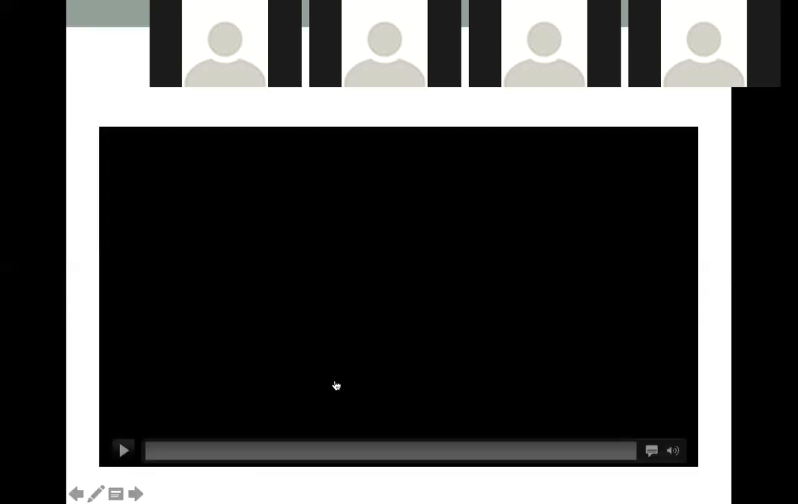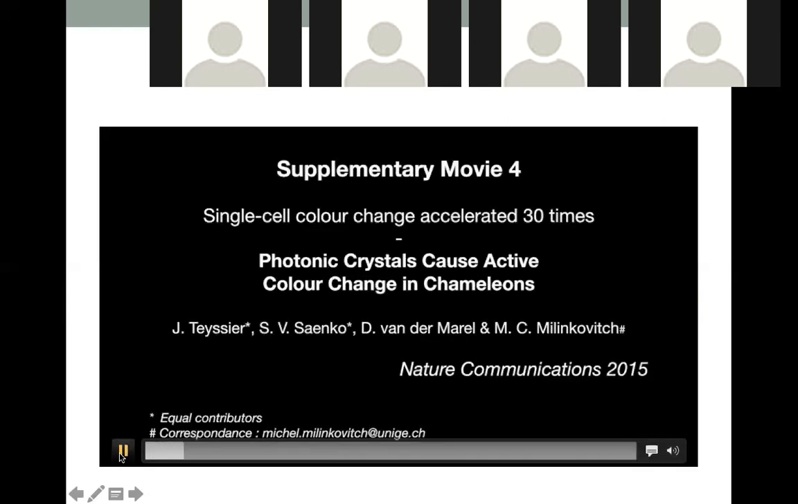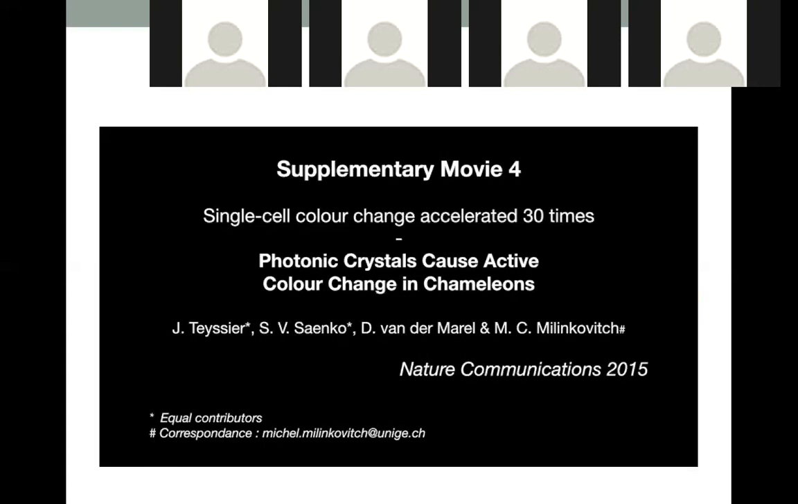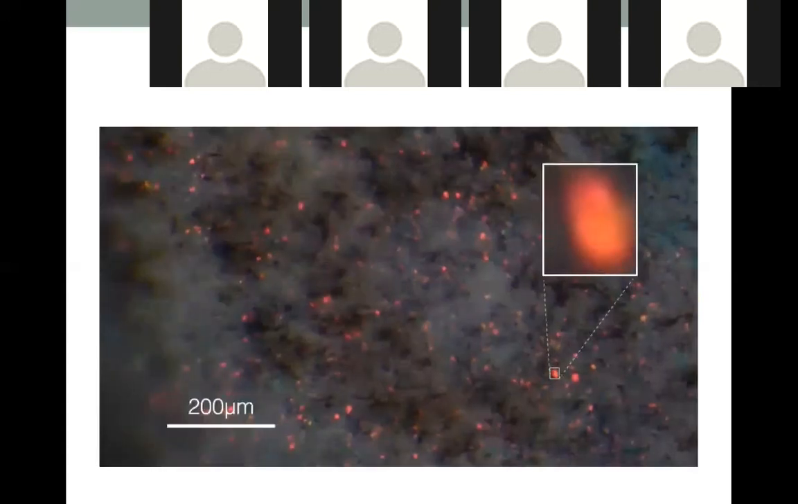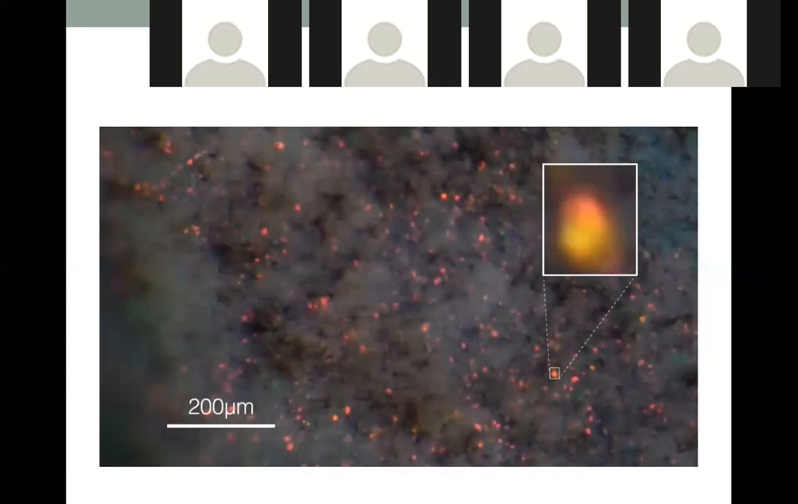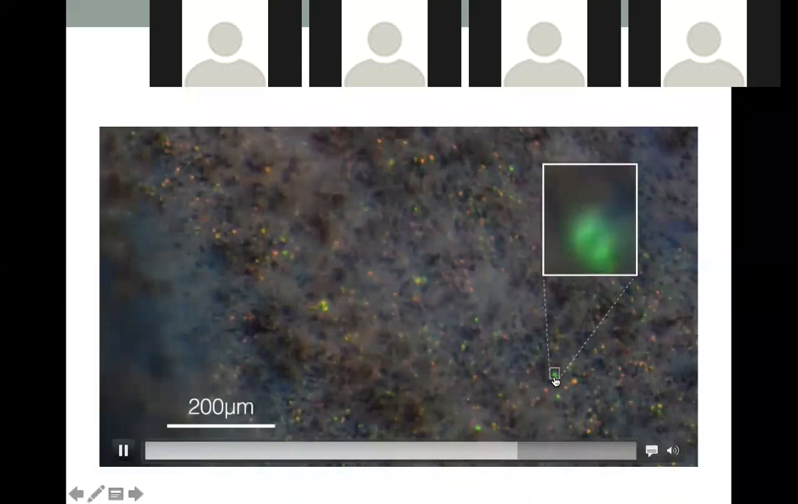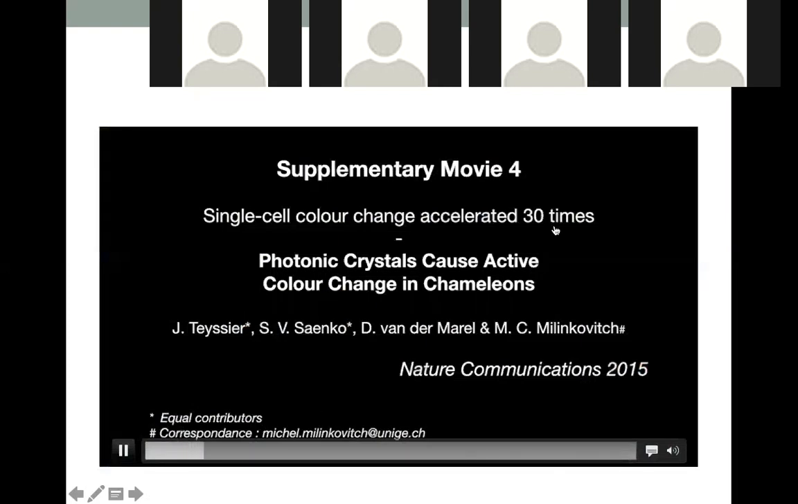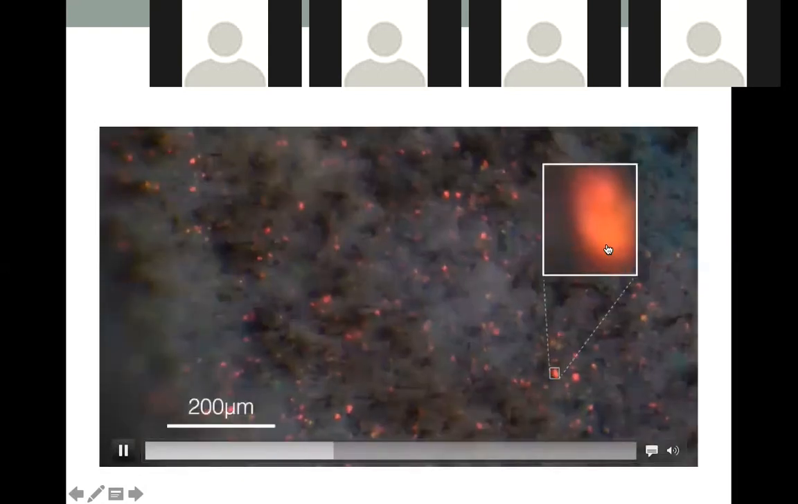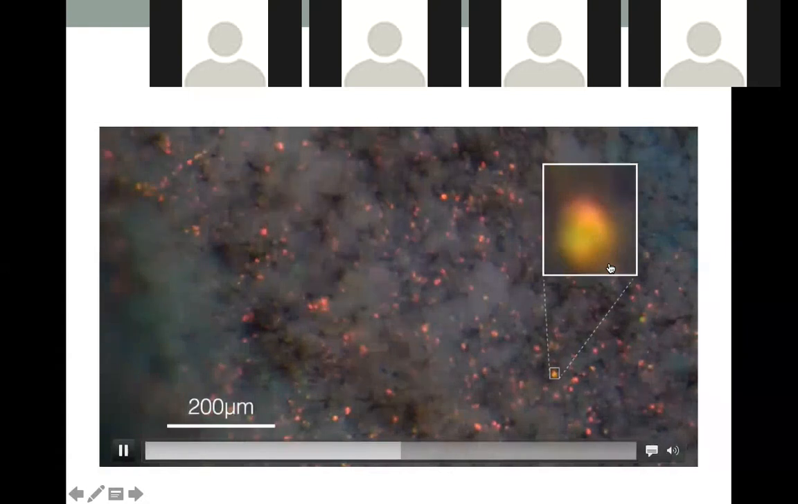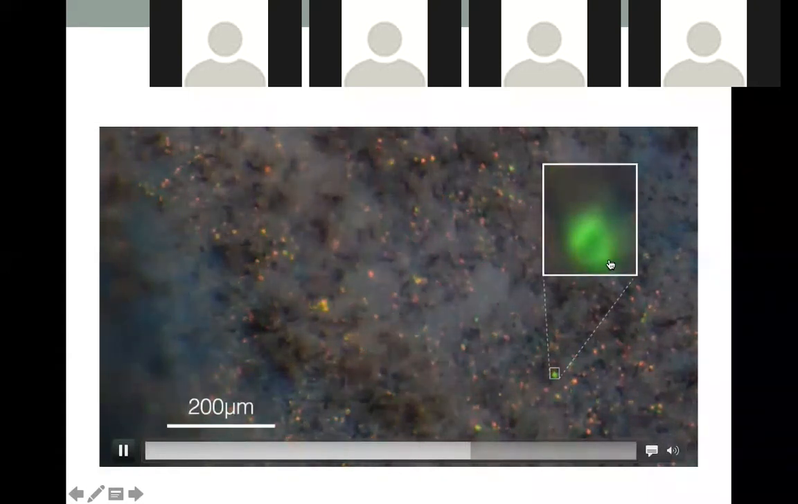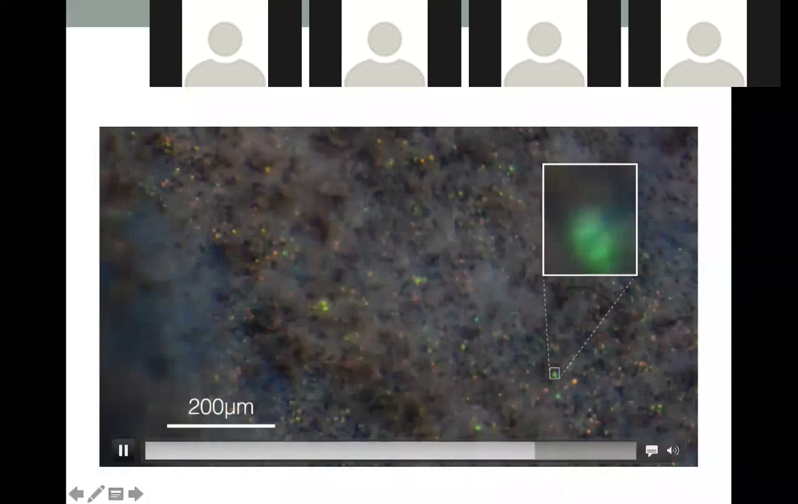And another video, of the microscopic structure. This is one piece of the skin. Originally it was red, but after changing the period, it becomes green. This characteristic scale is 200 microns.